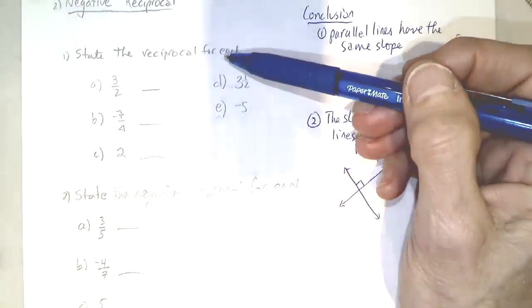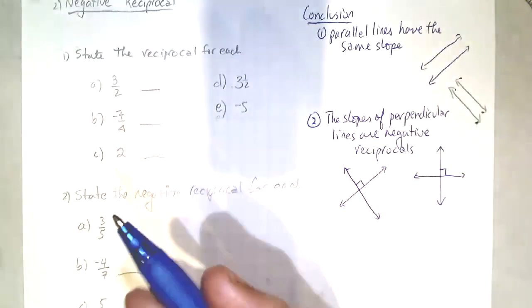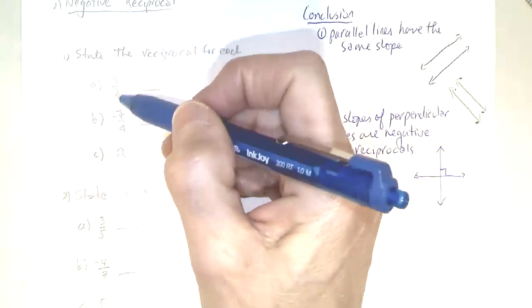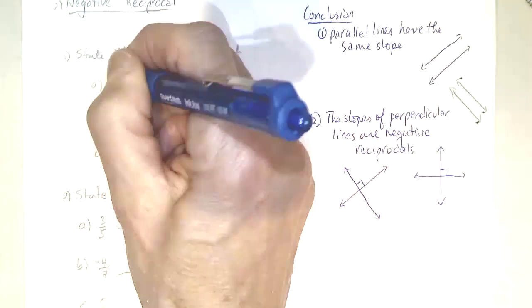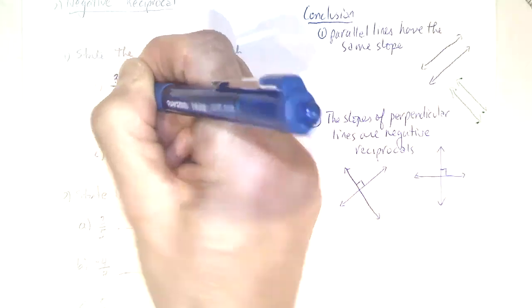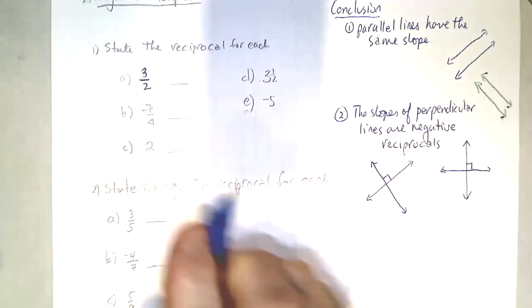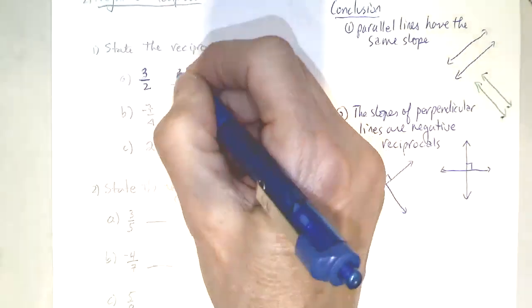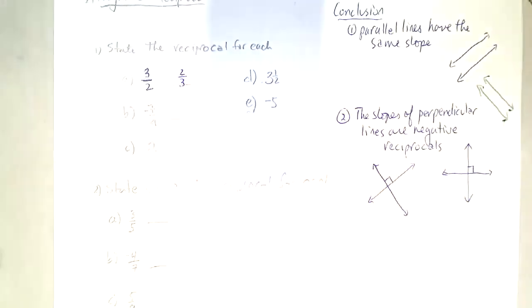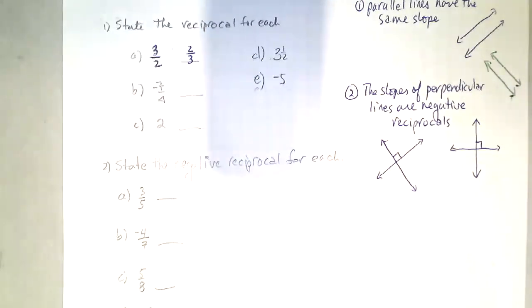You guys remember reciprocals. You learned that back in elementary school. The reciprocal of a fraction means, and this fraction, in case you can't see it that well, is 3/2. The reciprocal of that fraction, you just flip it and you get 2/3. The numerator and the denominator switch places.